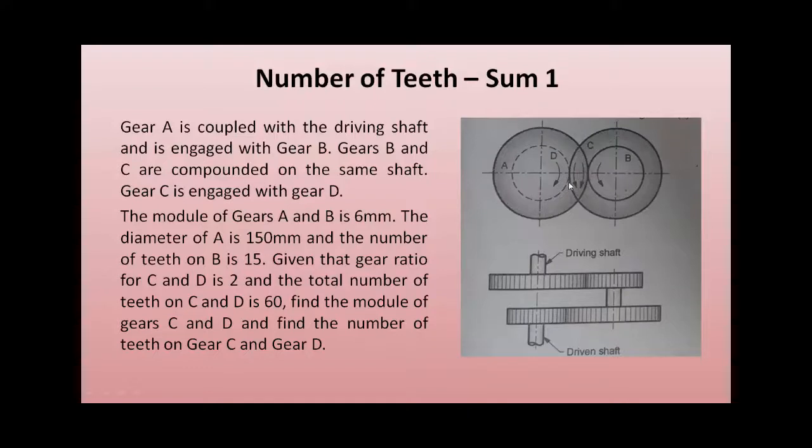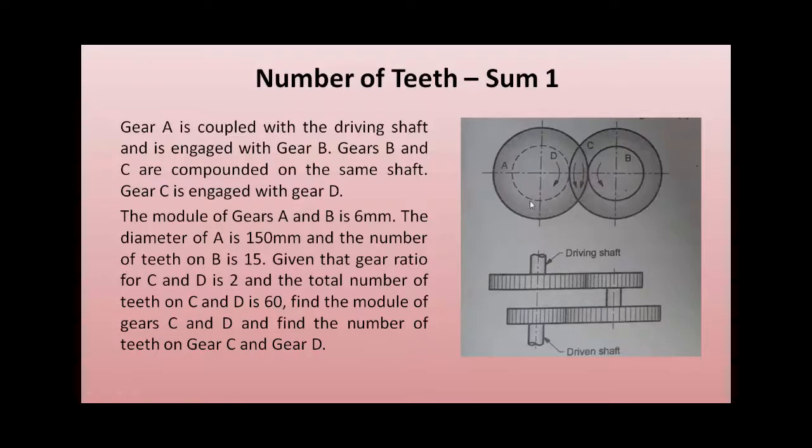Okay. So in this question, what you are seeing is an example of reverted gear train. If you remember from our previous videos, a reverted gear train is a special case of compound gear train in which the driving axis and the driven axis are on the same line. See, this is your driven shaft, this is your driving shaft. They are both on the same line, they are the same axis, and this is your compound gear train. A compound gear train is something which has more than one gear on the same shaft.